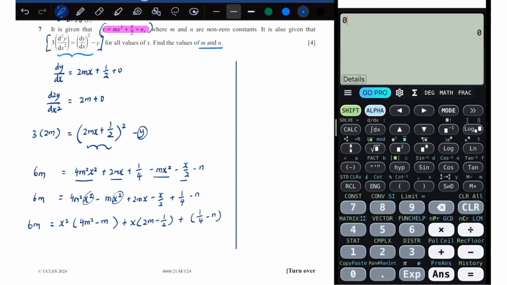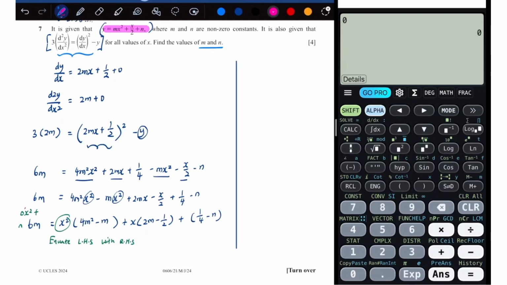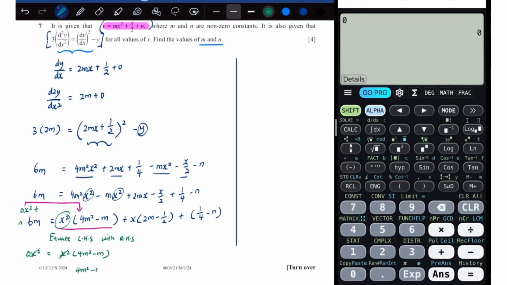So for this one, you'll need to equate the left-hand side with the right-hand side. In this case, you can see that on the left-hand side, there is no coefficient of x squared. So we can basically just add 0x squared here, and in return, you have to make comparison. So 0x squared will be compared to the entire thing over here. Let me just use a different color and show you guys how it's done. So 0x squared is equal to x squared times (4m squared minus m). So cancel out, and that's going to be 4m squared minus m is equal to 0.